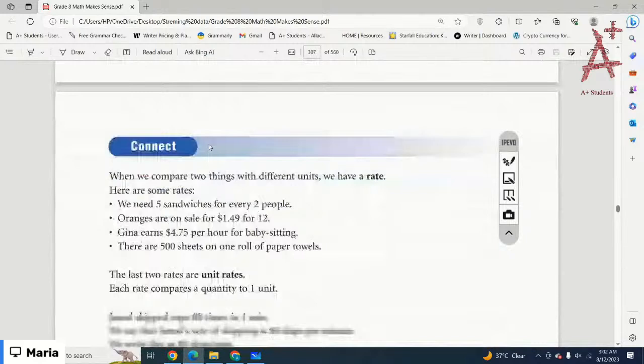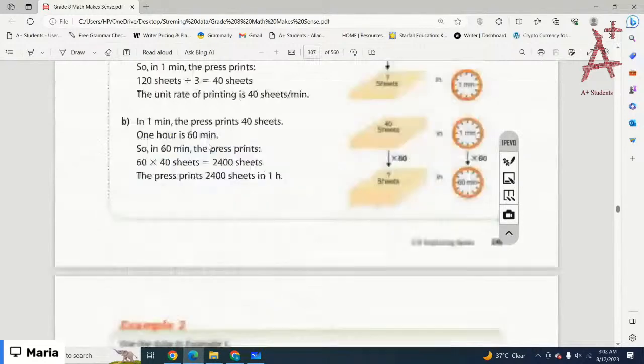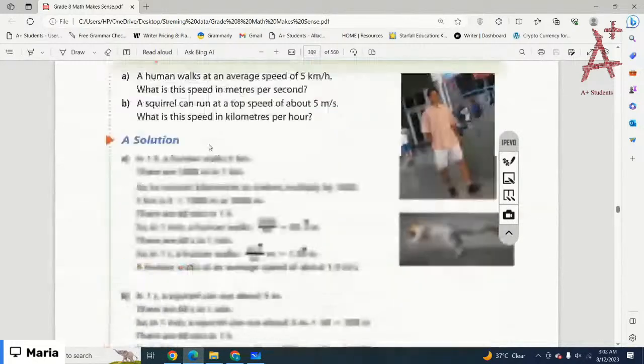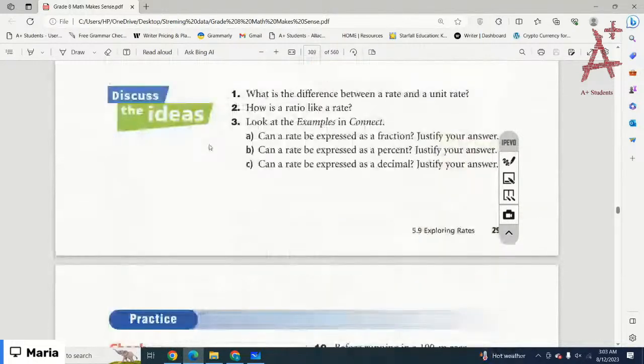We have five sandwiches for two people, so you can do five over two, five sandwiches over two people, right? Then you have oranges on sale for 1.49 for 12, right? So a rate cannot be expressed as a percent since it does not express one thing as a part of another, right? That is just some definitions and their related details. Let's just start with the practice questions.